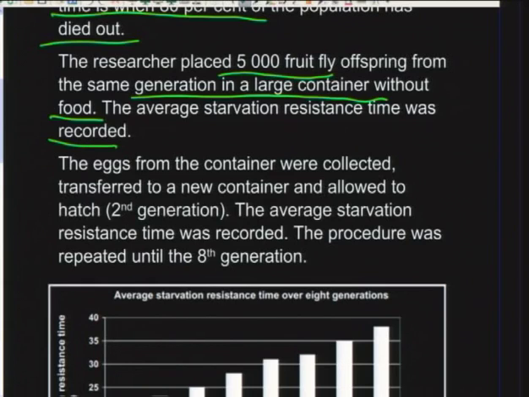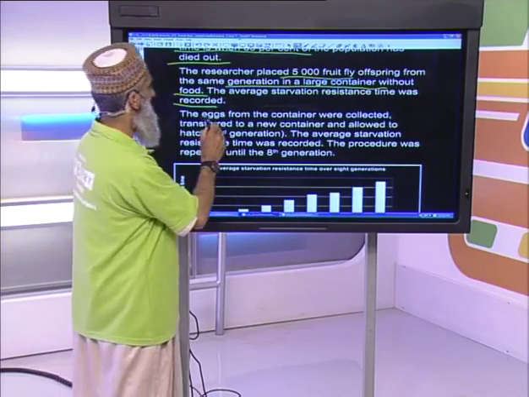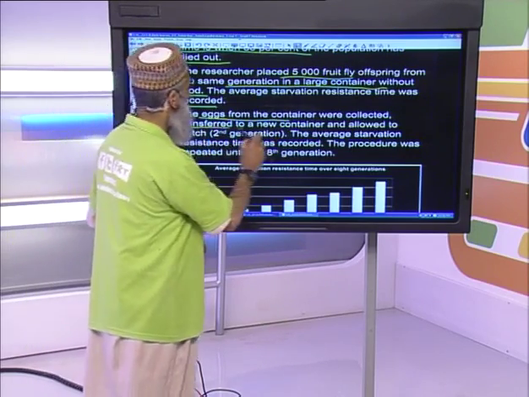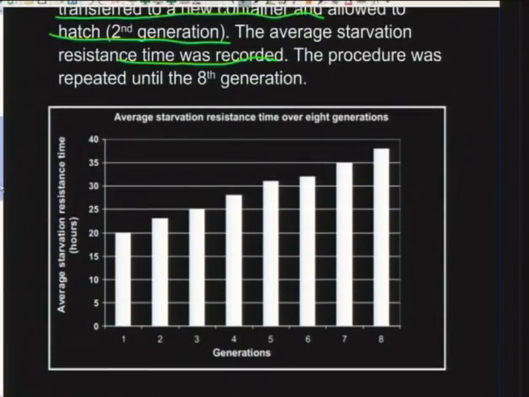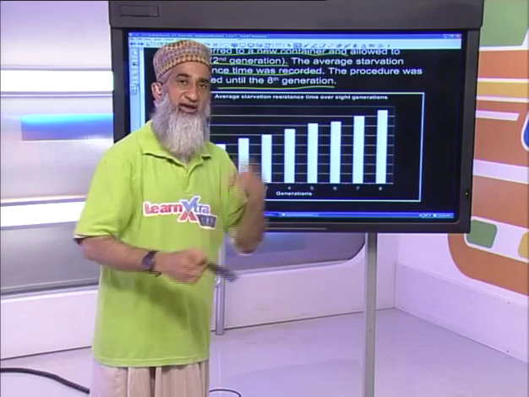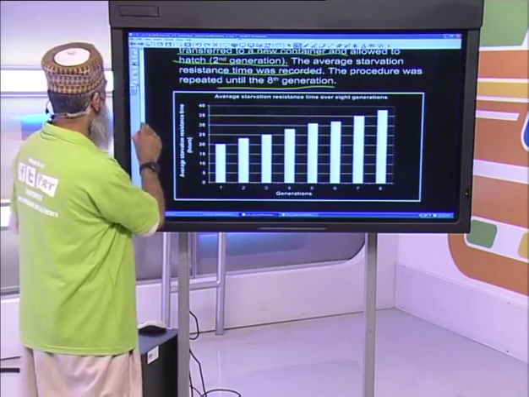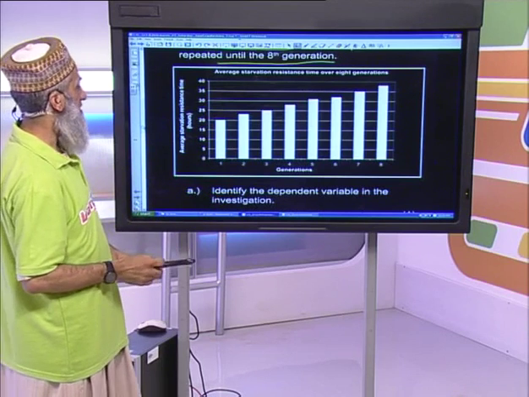The eggs from the container were collected. In other words, while they were starving, they still reproduced. They had eggs, and those eggs were collected, transferred to a new container, and allowed to hatch, the second generation. The average starvation resistance time was recorded again, and the procedure was repeated until the 8th generation. So they put the flies there, took the eggs, put them in another container, didn't give them food, and this process continued. Let's see what happens. They gave a graph, and they're telling you this is what happened.